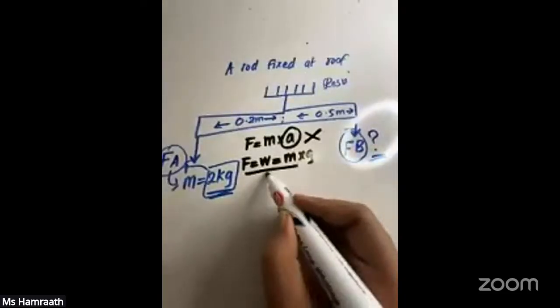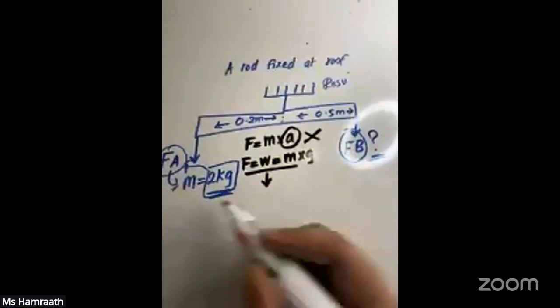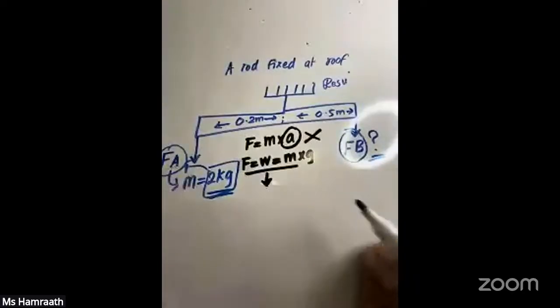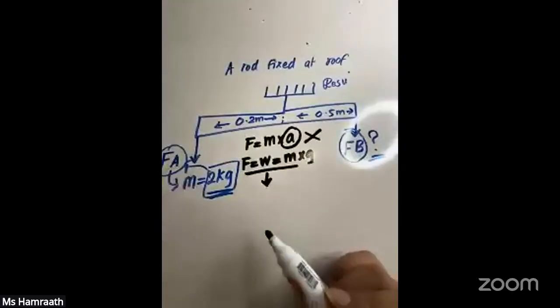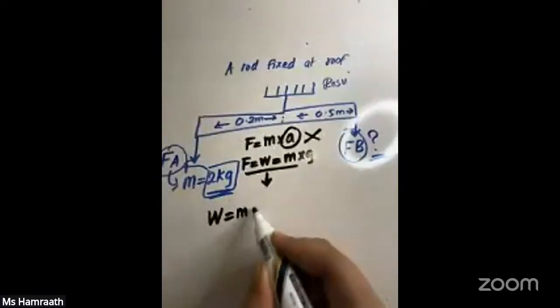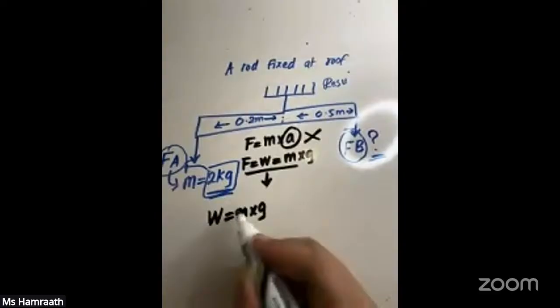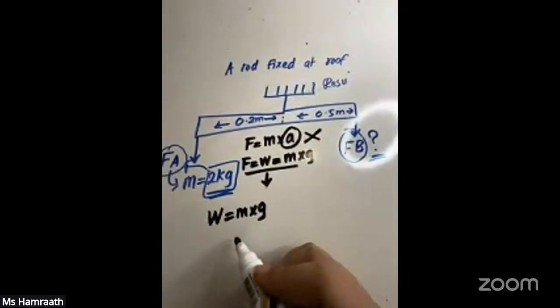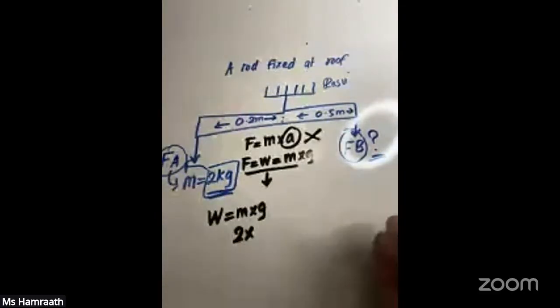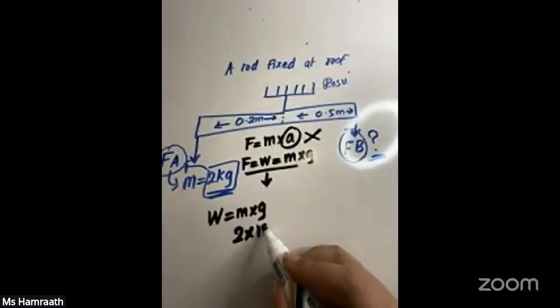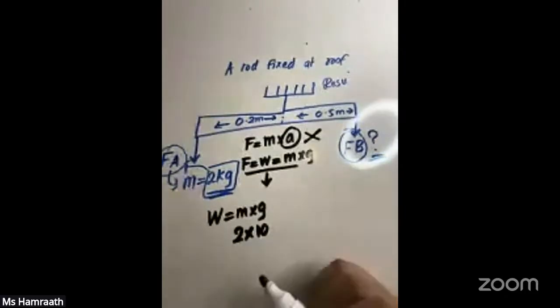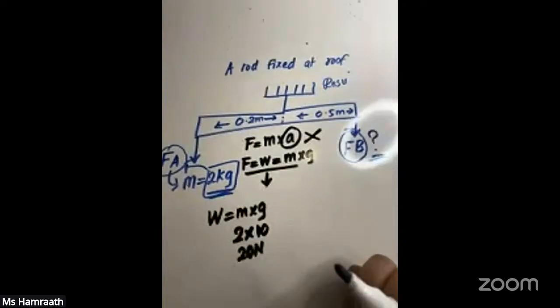So what equation can I use if I want to find the force at A? I can use the second one: weight is equal to mass into gravitational field strength. What is my mass? 2. What is the gravitational field strength on the earth? 10. So 2 into 10 is going to be 20 Newton. That means I found the force at A.